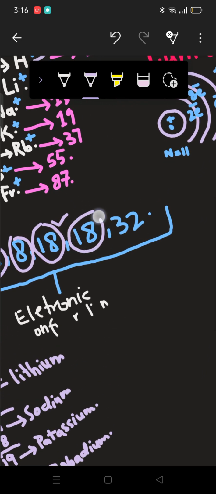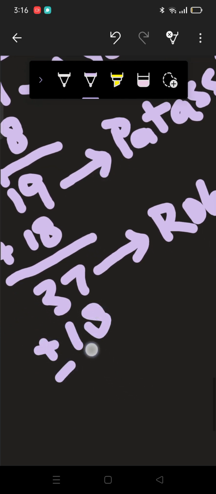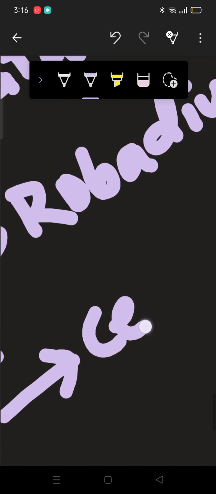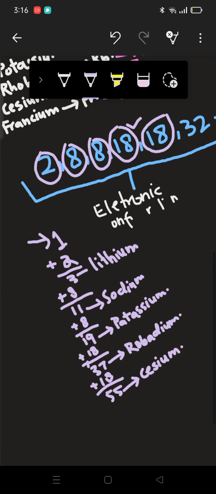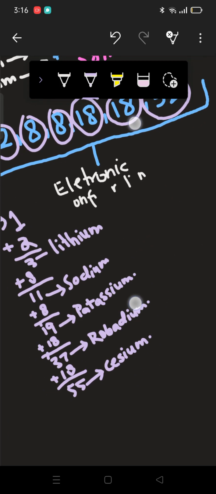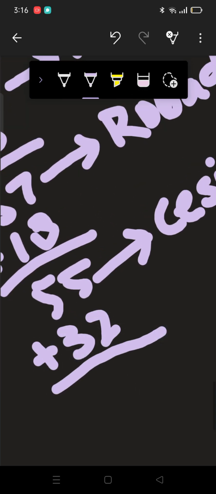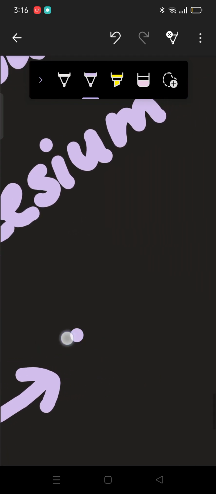Alright, again we have added 18. Now we have to add the second 18. So 37 plus this 18. Alright, so 7 and 8 give us 15. So 5 down, 1 up, 3 and 1, 4 and 5. So 55 is the atomic number of cesium. And again now we have 32. So 32 we have to add with this 55. Alright, so 5 and 2 give us 7, and 5 and 3 give us 8. So 87 is the atomic number of francium.